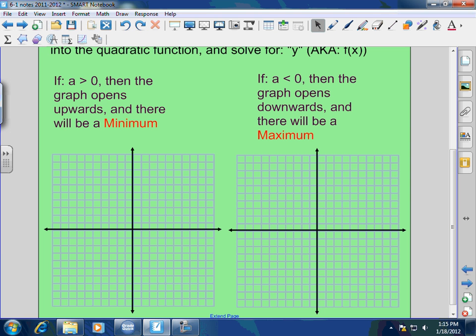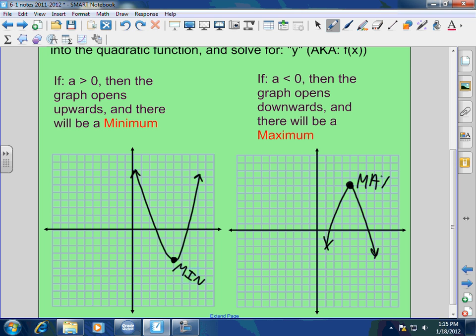If a is greater than 0, then the graph opens upward, and there will be a minimum. So again, if I have a graph and it's like this, this will be my vertex, and that is a minimum in that particular case. When a is less than 0 and the graph opens downward, then there will be a maximum. That will be my vertex, which is a maximum.